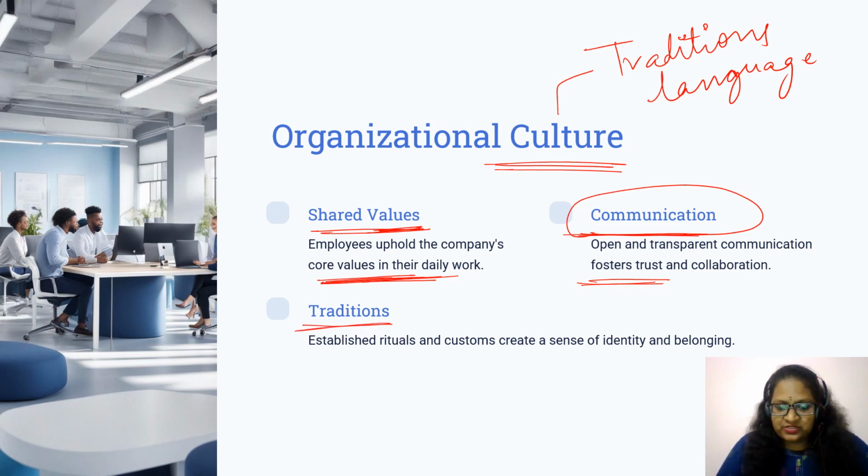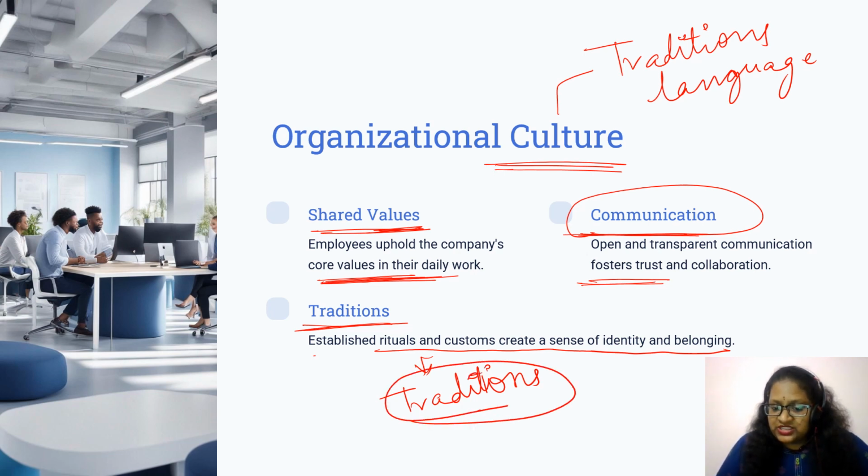Next comes tradition. Established rituals and customs create a sense of identity and belonging. We have various traditions available and every society has its own traditions and customs. These customs and traditions play a major role when a human being is working in an organization, like what background they come from, what customs, what religions and what rituals they follow. These things give a big impact on the organization's behavior.